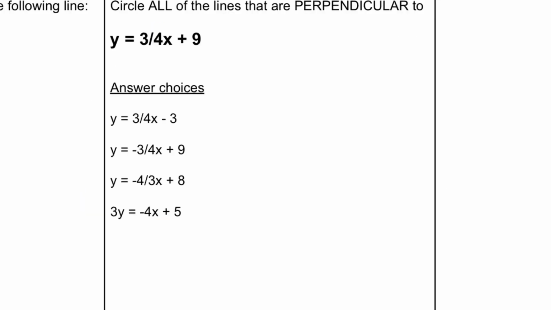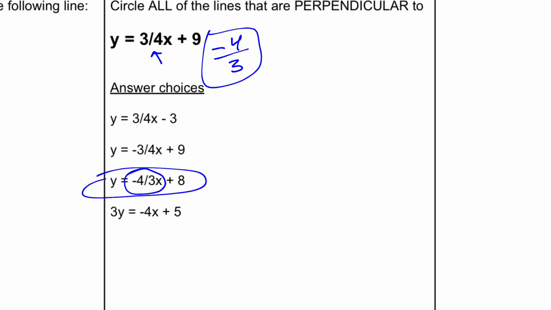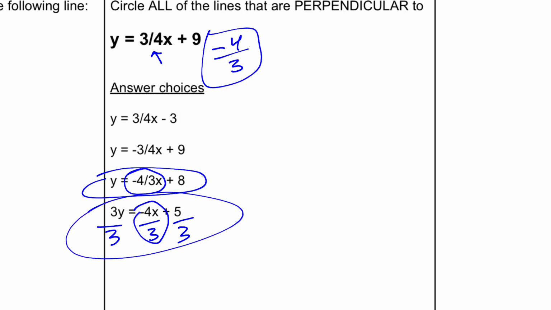Here my original slope is 3/4. If I flip it and make it negative, I'm looking for -4/3. I see that here. That's one of the answers. And then here, if I divide by 3, that's going to also give me -4/3, so the bottom two are the right answers.